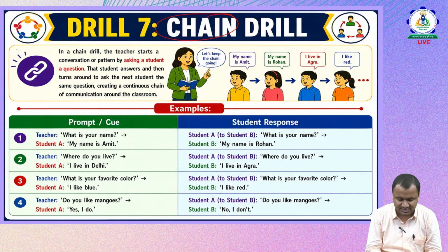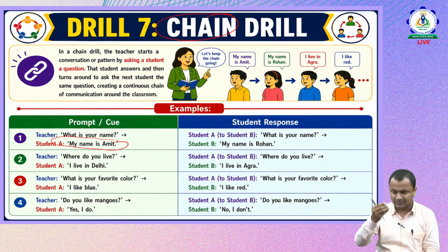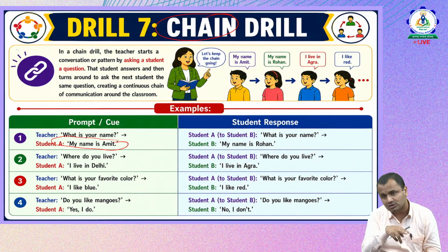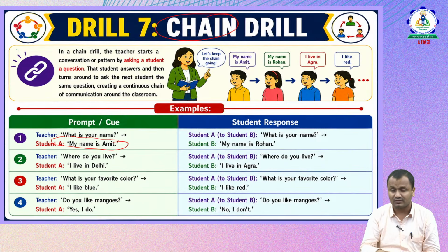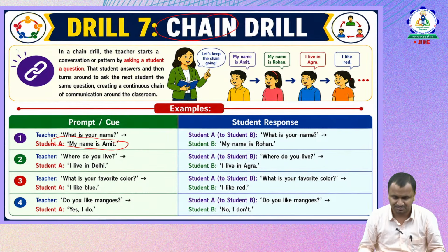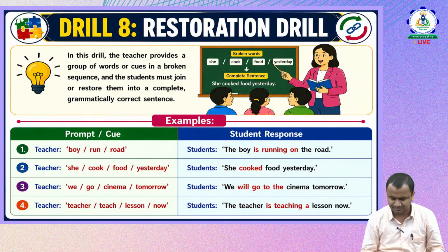For example, the teacher says, what is your name? Student A says, my name is Amit. Let's say we have a chain of 3-4 questions. I will ask all those 3-4 questions to student A. Student A will answer. Now student A will ask all those questions to student B, will get the answers from student B, and then student B will ask all those questions to student C and will get the answers from student C, and this activity will continue till the completion of the activity in the group or until the entire classroom is covered. This is the chain drill.